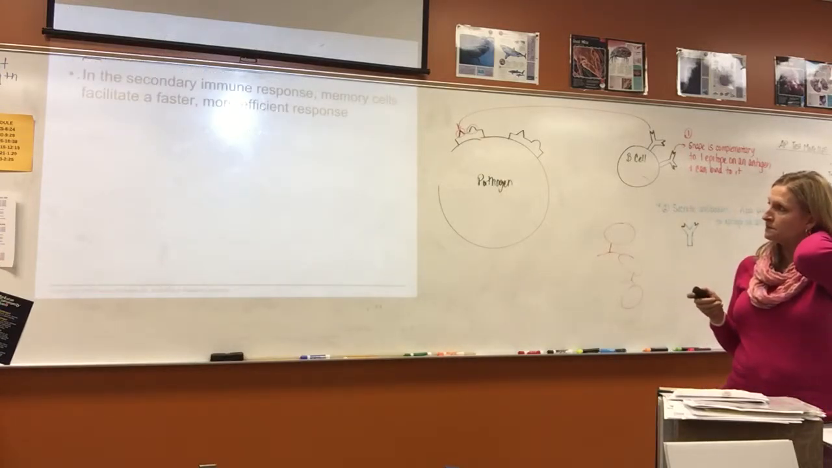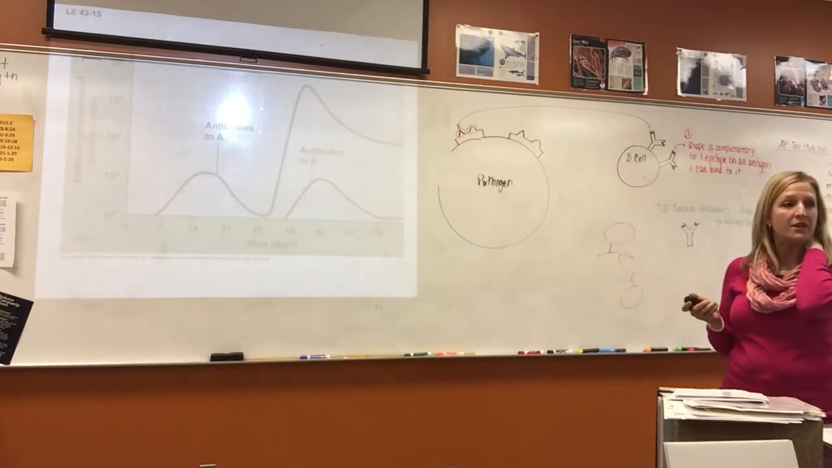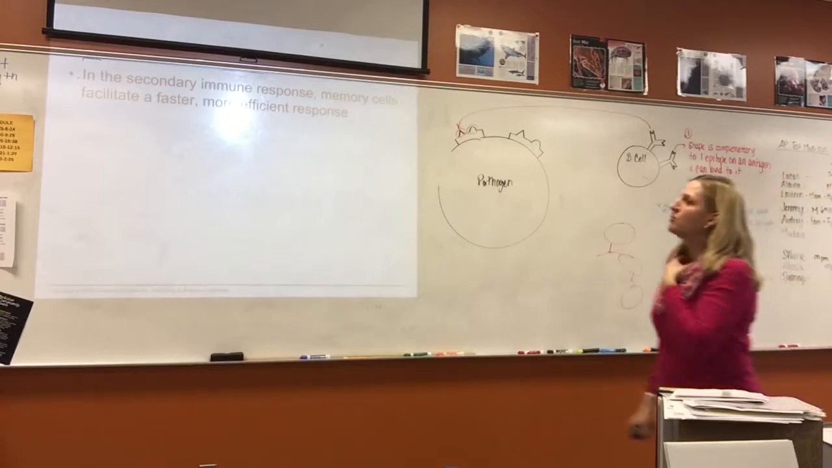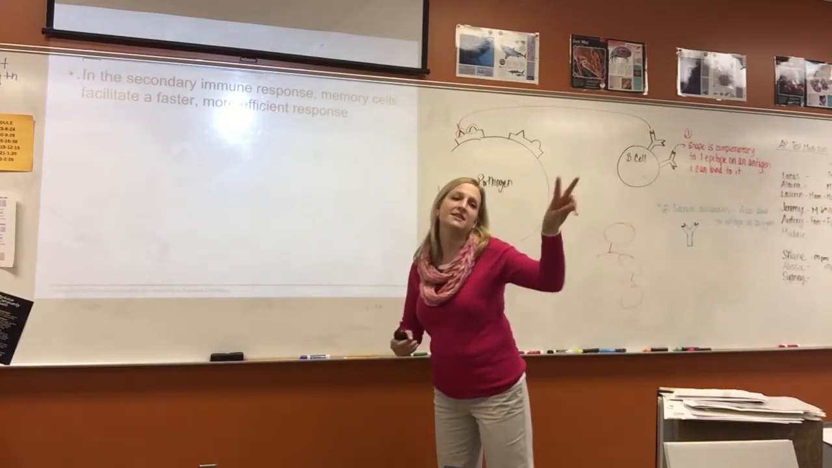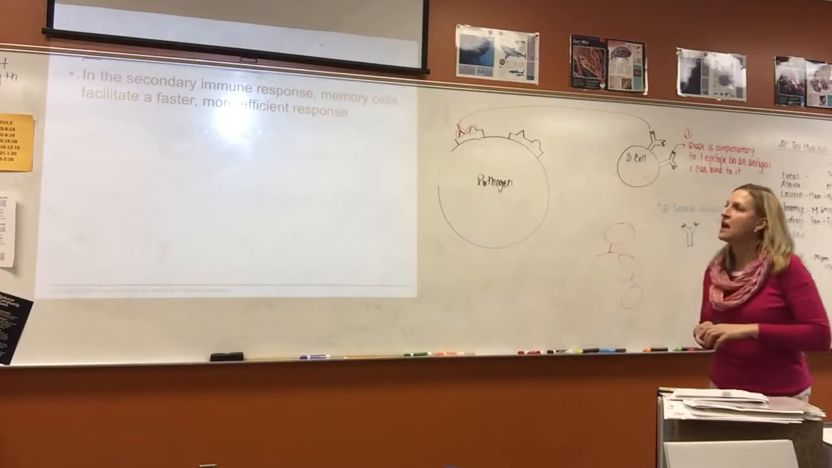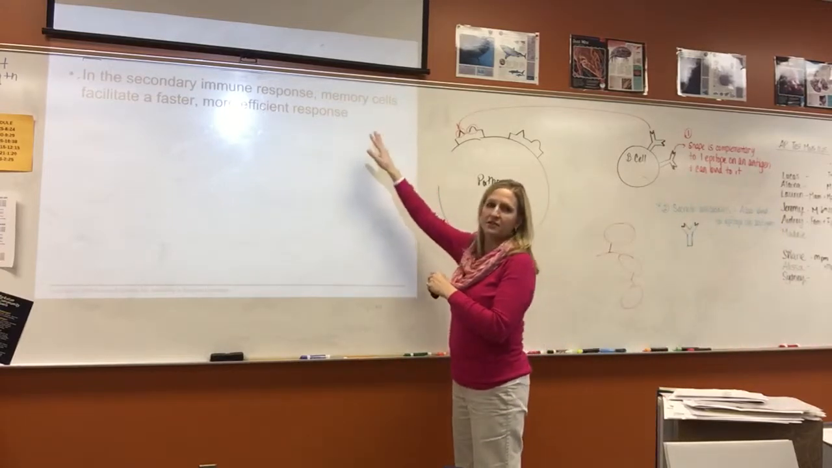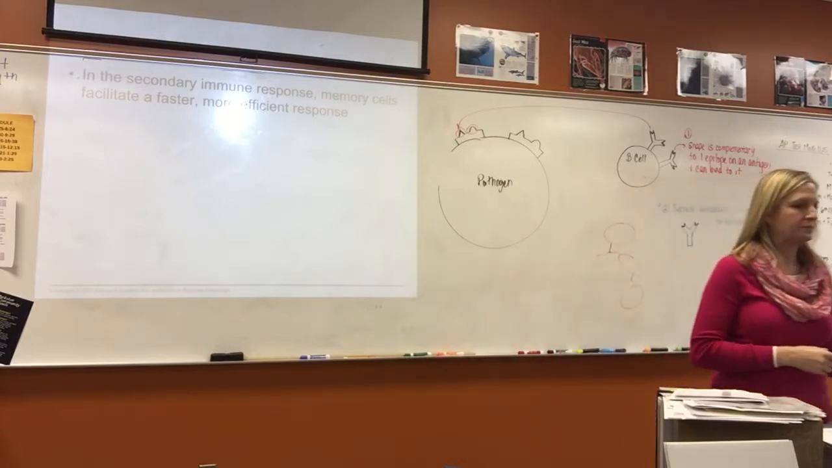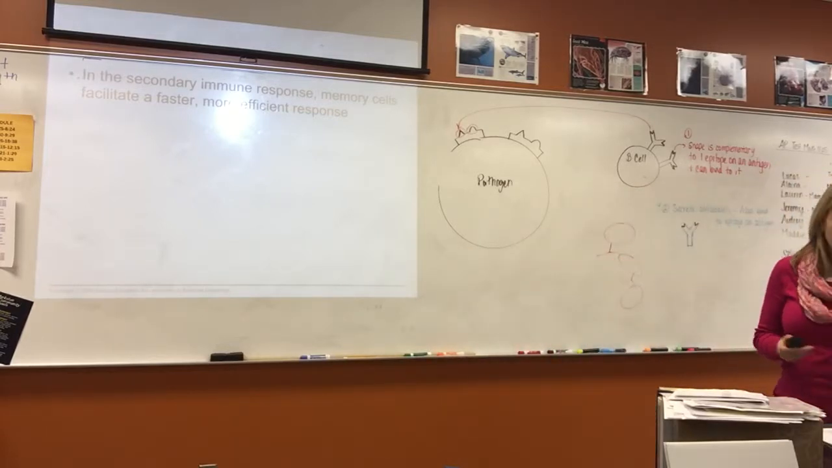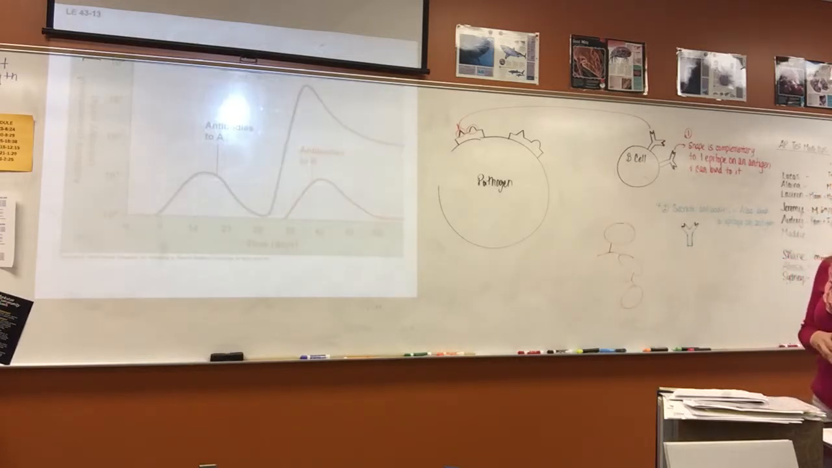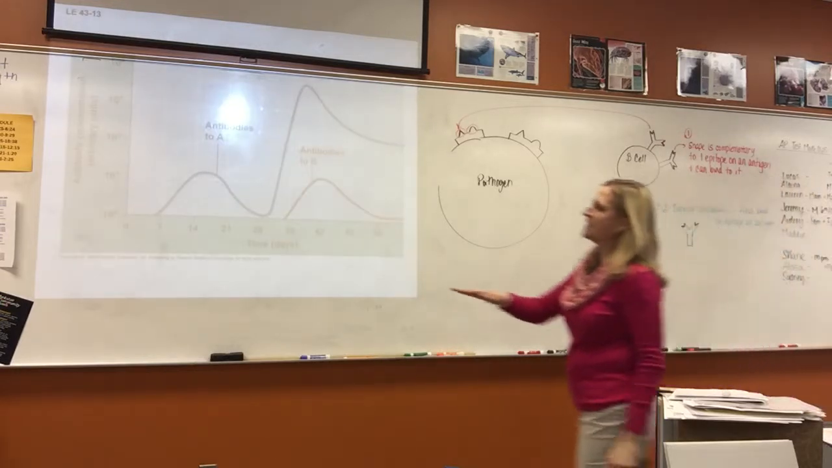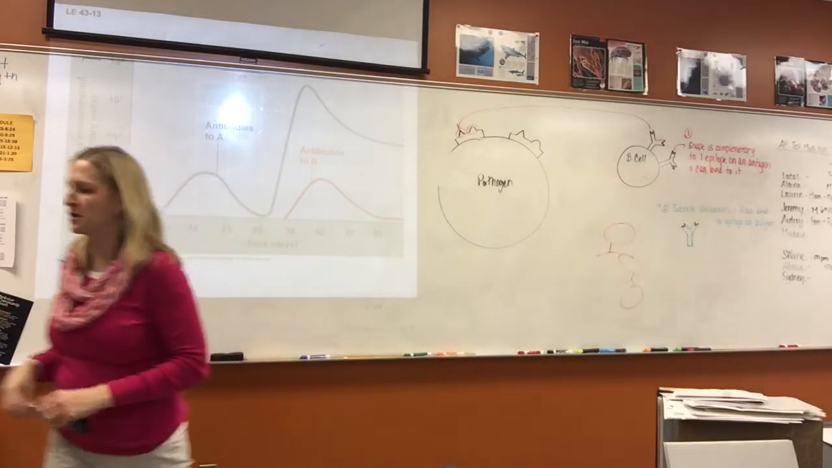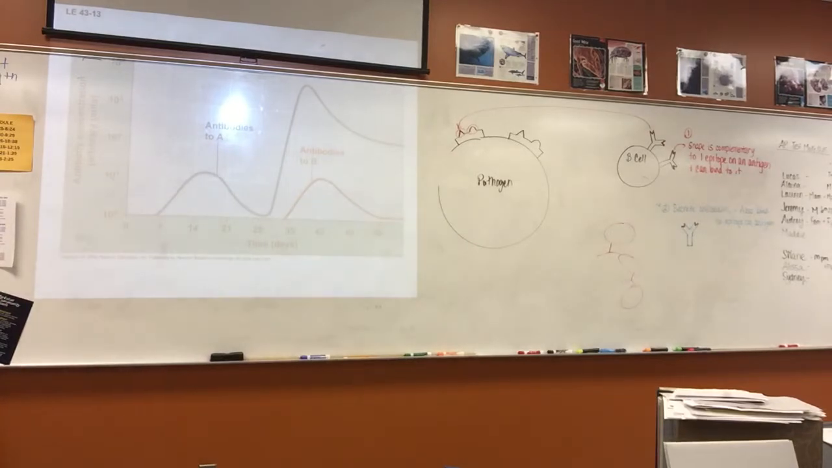Did we talk about this graph? No. Did we write this? No. So in the secondary immune response, that's the second time that you come into contact with the pathogen, your memory cells facilitate a faster, more efficient response. And so we look at this graph here. You're looking at time in days, and along the y-axis is your antibody concentration. So how many antibodies are present?